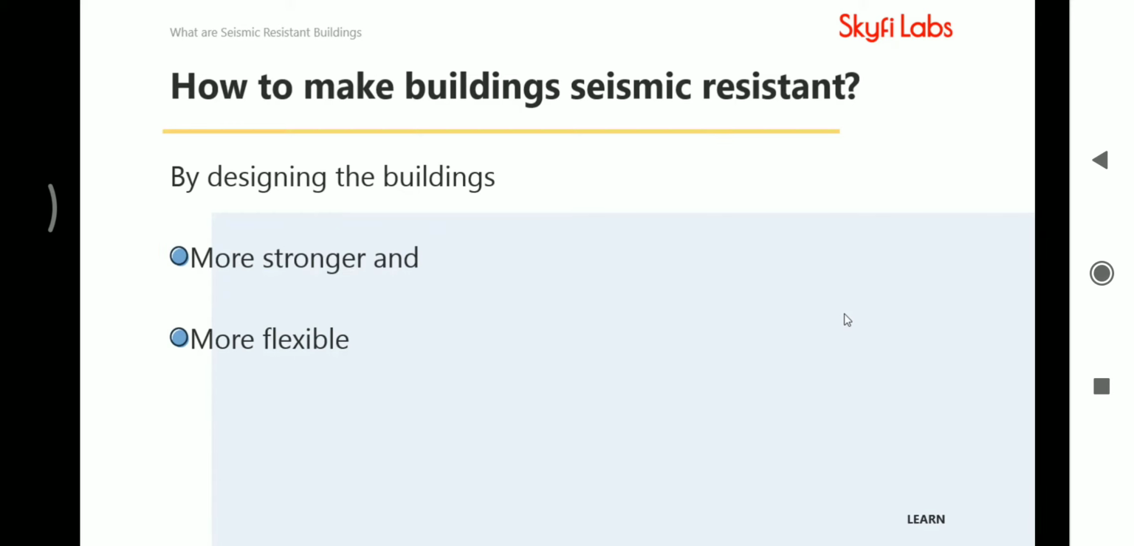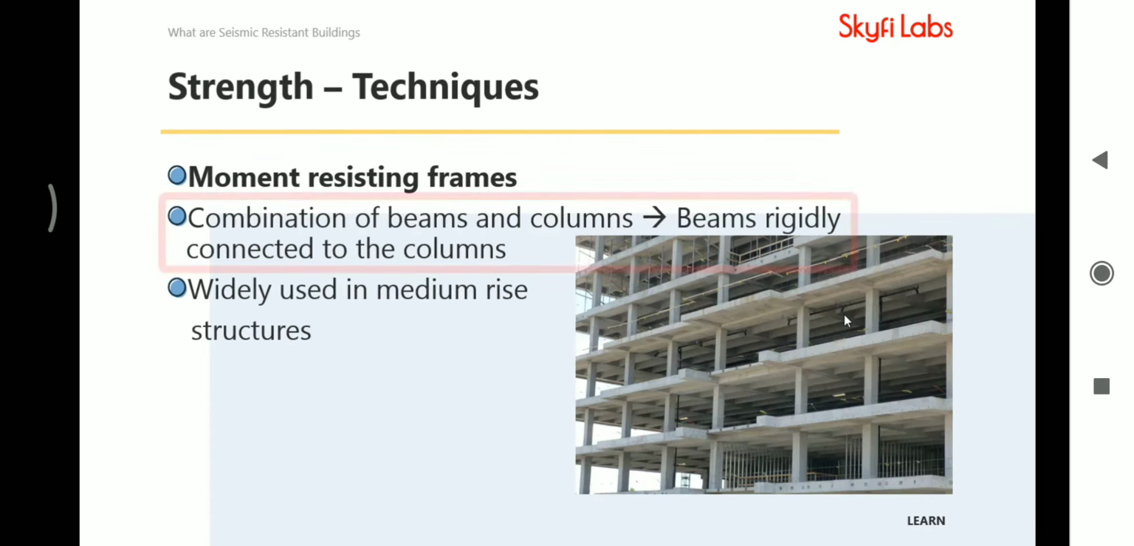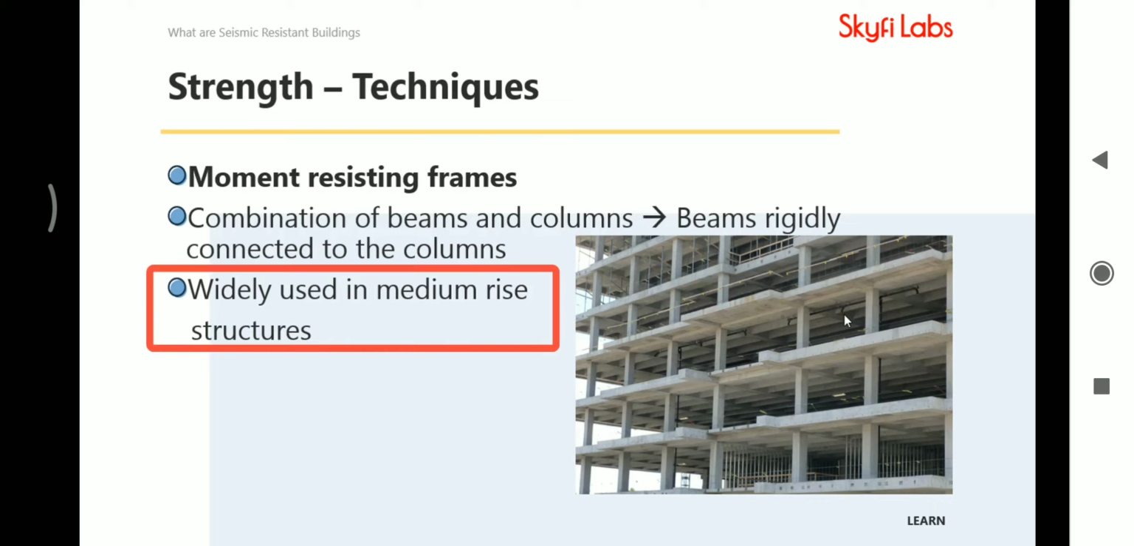With the installation of shear walls, braced frames and moment-resisting frames, we can design buildings to be stronger. Moment-resisting frames are rectilinear assemblies of beams and columns, with the beams rigidly connected to the columns. By virtue of the rigid beam-column connections, a moment frame cannot displace laterally without bending the beams or columns. These are widely used in medium-rise buildings.